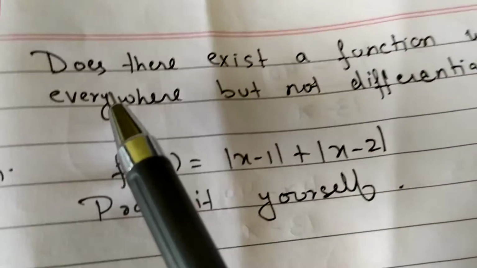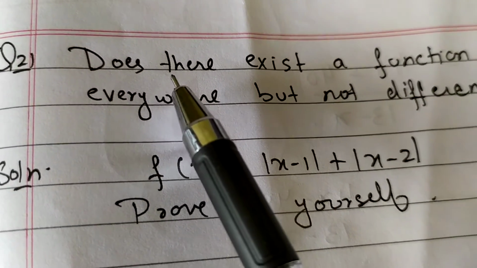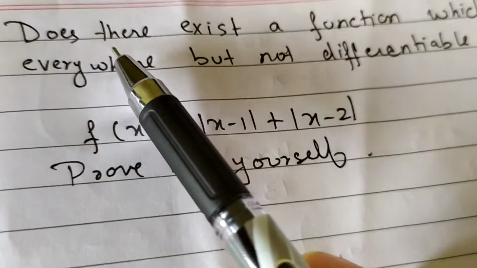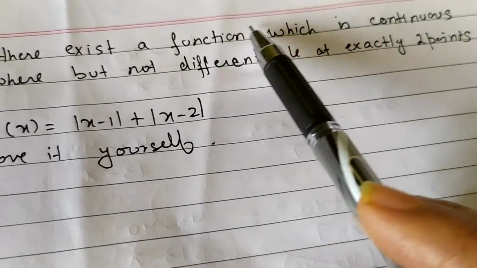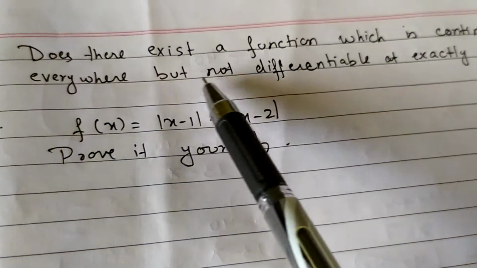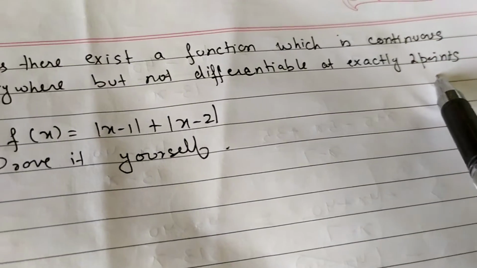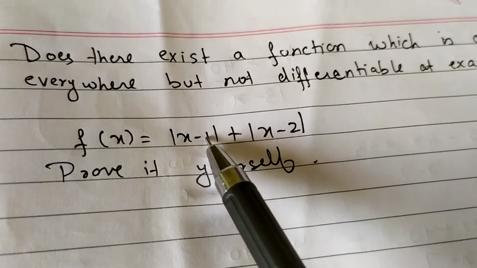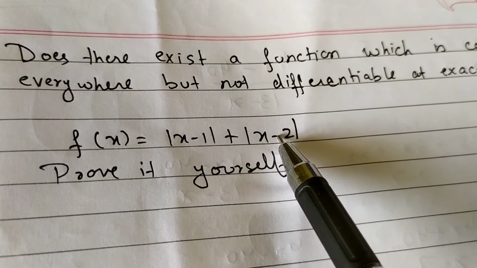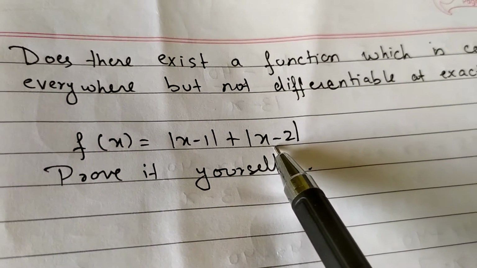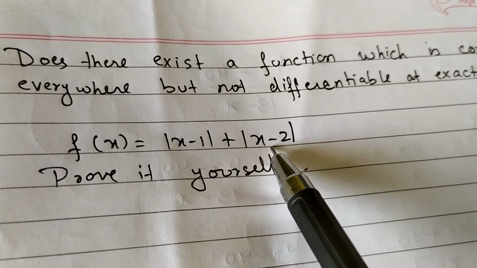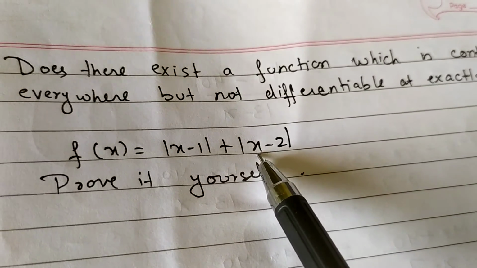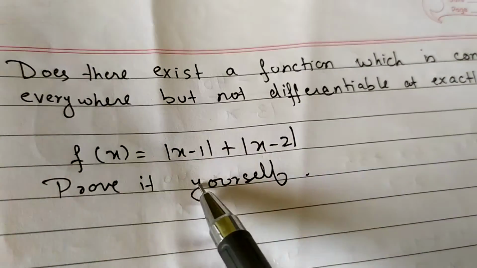Now question number 21. I will not go into the detail that you have to do it. I'll just tell you, yes, such a function exists. Does there exist a function which is continuous everywhere but not differentiable at exactly 2 points? So I have given you the function. Yes, the function mod x minus 1 plus mod x minus 2 is continuous everywhere, but it is not differentiable at exactly 2 points. So those 2 points you have to find out. This is your homework. Prove it yourself.